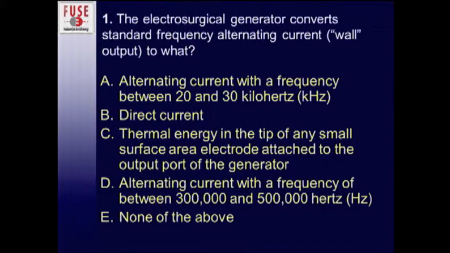Is it alternating current with a frequency between 20 and 30 kilohertz? Is it direct current? Is it thermal energy in the tip of any small surface area electrode attached to the output port of the generator? Is it converting it to alternating current with a frequency of between 300,000 and 500,000 hertz? Or is it none of the above?